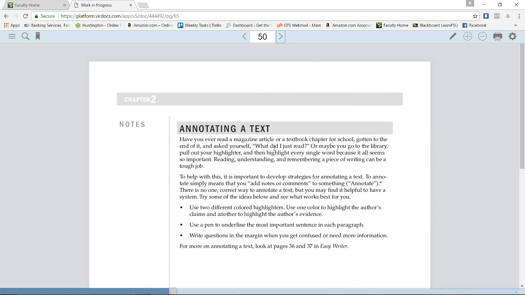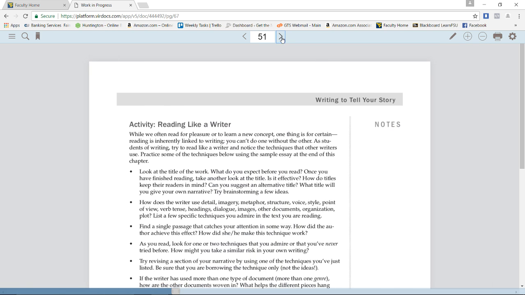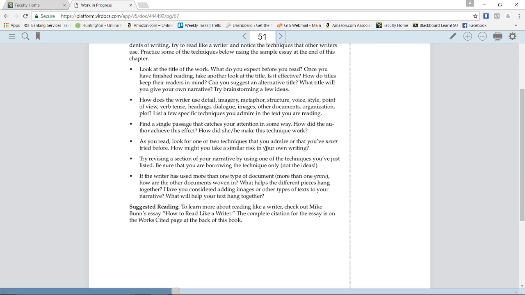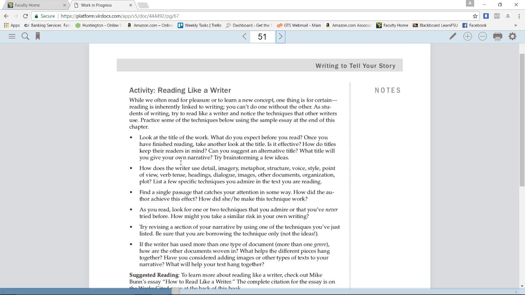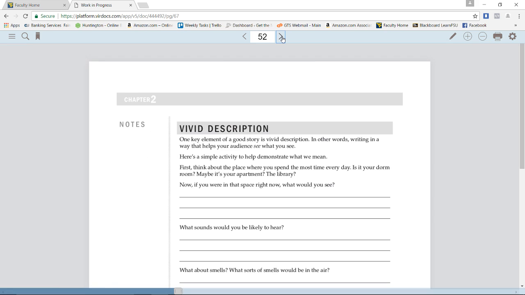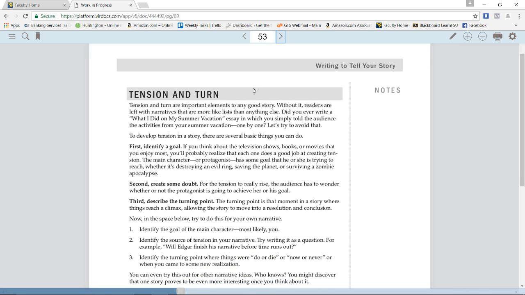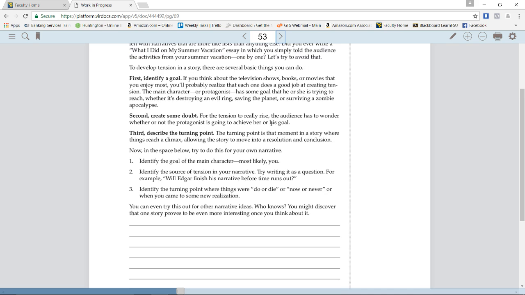Very simple. Annotating a text. Read the instructions here and then simply use this with the sample essay that comes in this book. So you could do this stuff right on the sample essay. And I'll show you that here in just a second. Reading like a writer, that's just an activity to go through and do the way it says. Another activity to do, just do what it says. These should be pretty easy to do if you just read the instructions. Tension turn, another activity to do, just make sure you read the instructions.